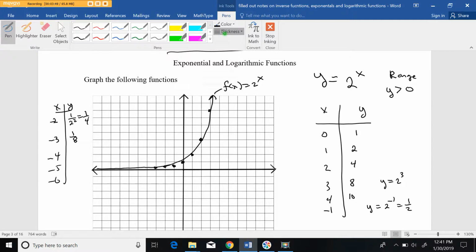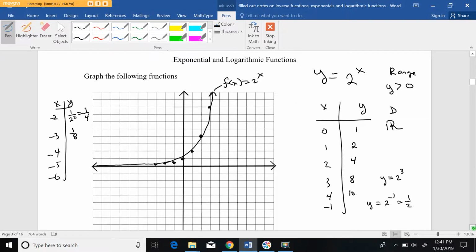Let's talk domain. Any value you put in for x is going to be good. You can put anything you want here, you're going to get a number out. So the domain of this thing is all real numbers. So this is an example of y equals 2 to the x. If you were to graph y equals 3 to the x, it has the same type of shape. It just gets bigger a little faster. Y equals 5 to the x gets bigger a little faster. Y equals 1.1 to the x would just get bigger a little bit slower.